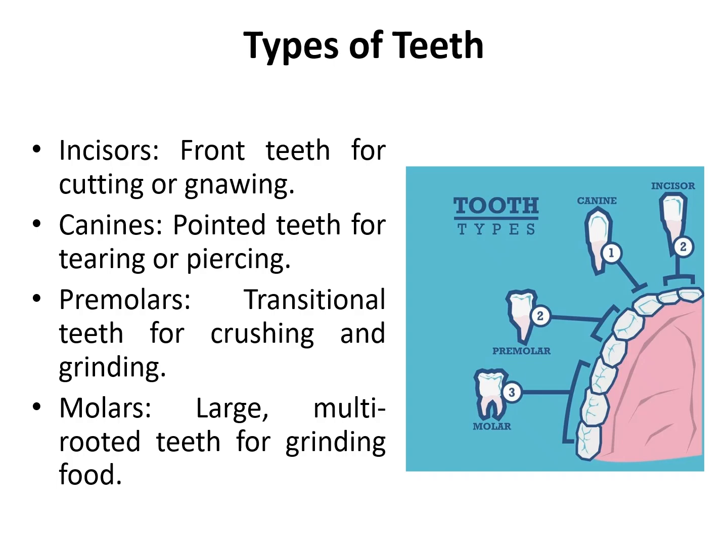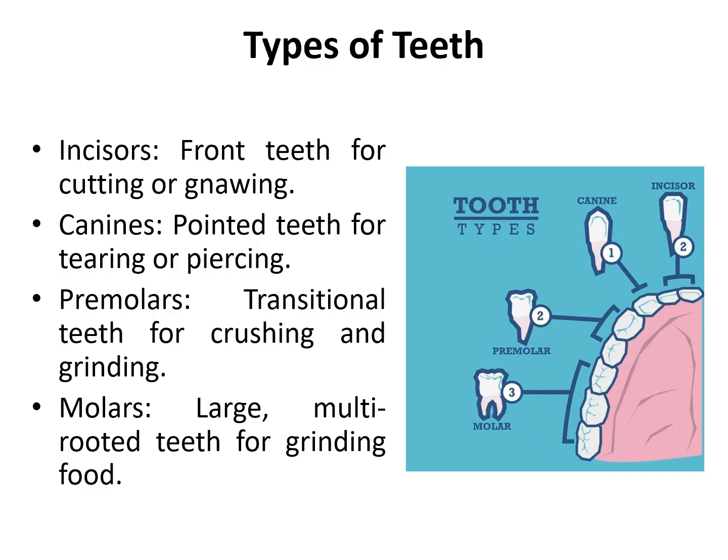The third one is premolars. Following the canines, there are premolars or bicuspid teeth. They have two roots and two cusps. The premolars are used for grinding the food materials.